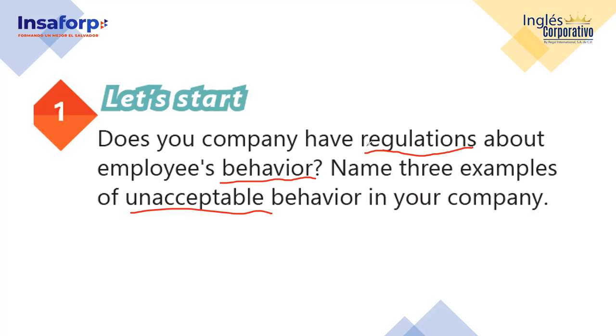We can say here, name three examples of unacceptable behavior in our company. This is something that we cannot or we shouldn't do, behave in that way in our job. That's why it says unacceptable. But sometimes it can be something subjective. I mean, that is something that you don't like, but maybe you need to respect something that you don't like, but it is part of the regulation, right?